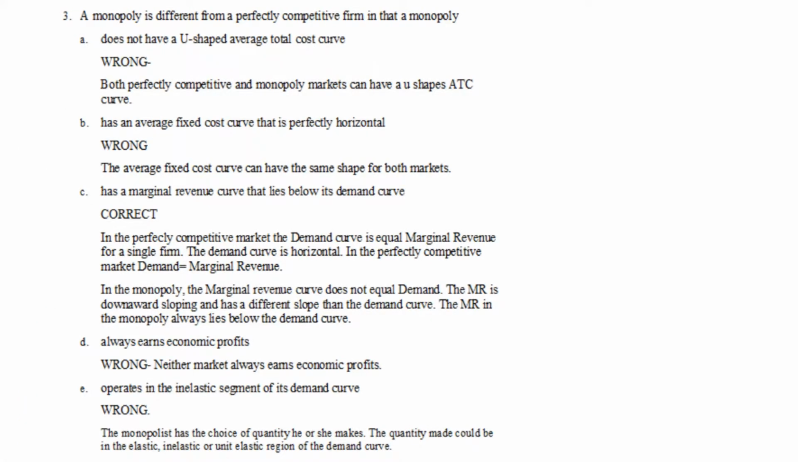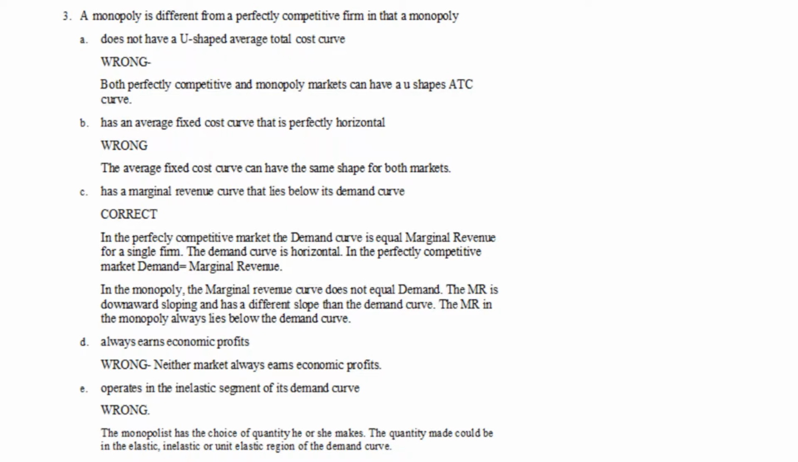3, a monopoly is different from a perfectly competitive firm in that a monopoly, A, does not have a U-shaped average total cost curve. This is wrong because both perfectly competitive and monopoly markets can have a U-shaped ATC curve. B, has an average fixed cost curve that is perfectly horizontal. This is wrong. The average fixed cost curve can have the same shape for both markets.